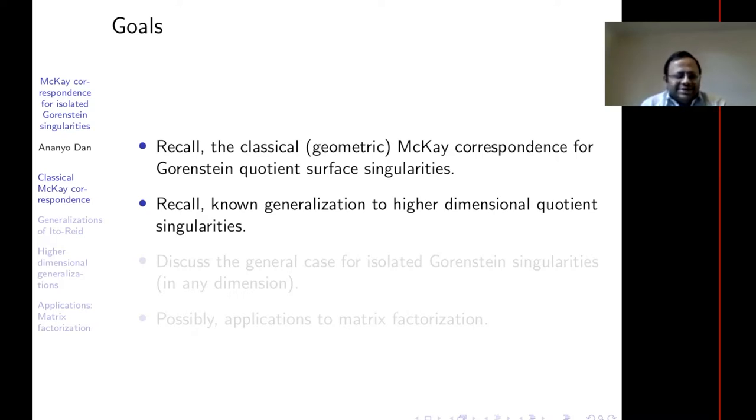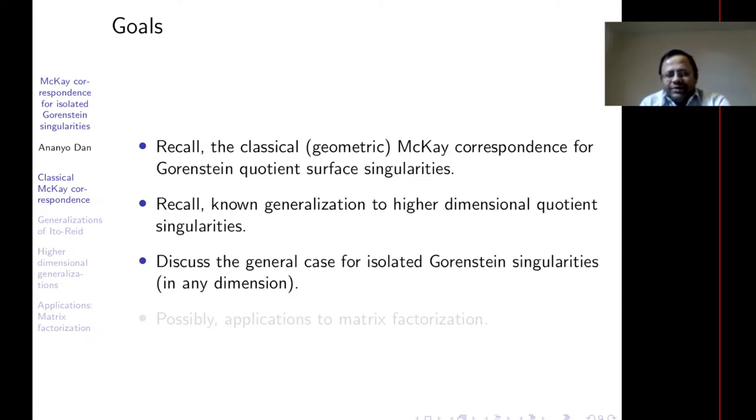So I will try to recall this classical surface case, then I will recall some of the results that were done in the higher dimensional quotient singularities case by Ito-Reid, Bridgeland-King-Reid and things like that. And we will show how it compares with the general case, when it does not come from a quotient singularity. It is just an isolated Gorenstein singularity. And we will possibly see some applications to matrix factorization.